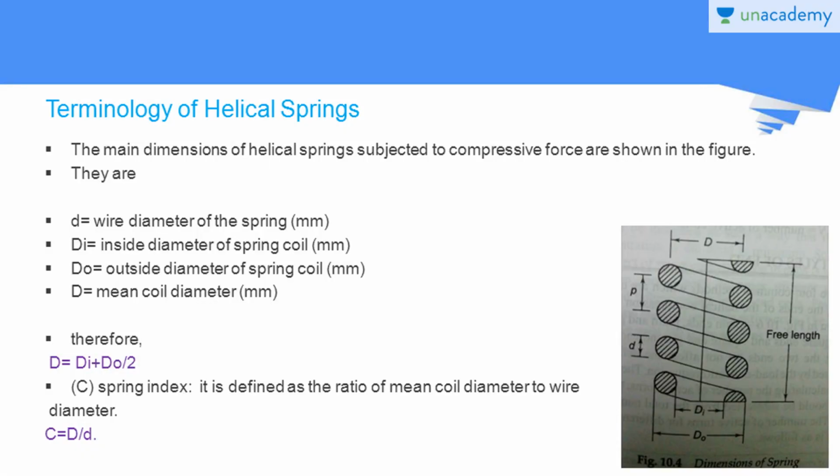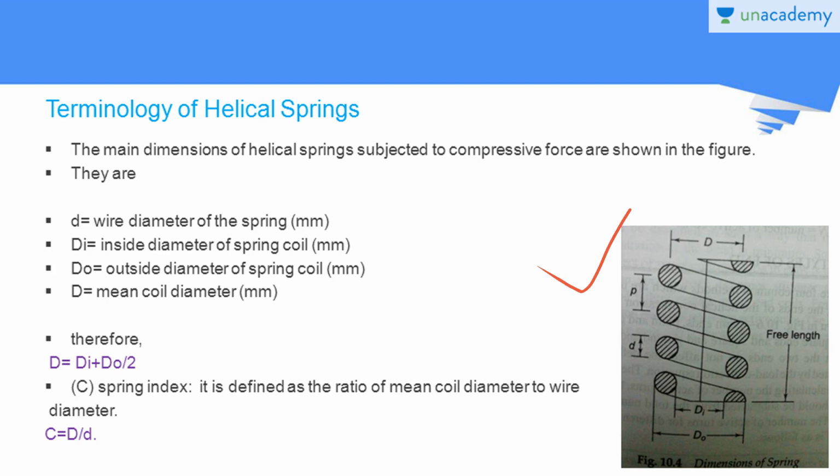So, the terminology of helical springs. The main purpose of this discussion is the helical springs, which are used in most mechanical applications. They resist the compressive loads. You can see these helical springs everywhere in various applications. The main dimensions of the helical spring subjected to various compressive forces are shown in this figure. You can find we have a typical helical spring and the dimensions are provided in this figure.